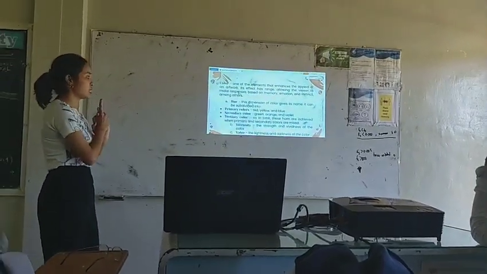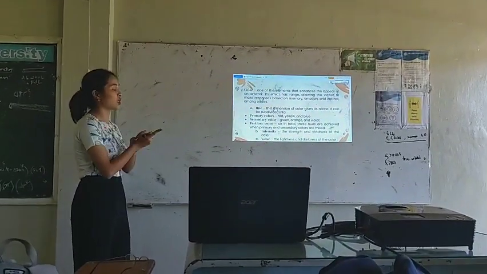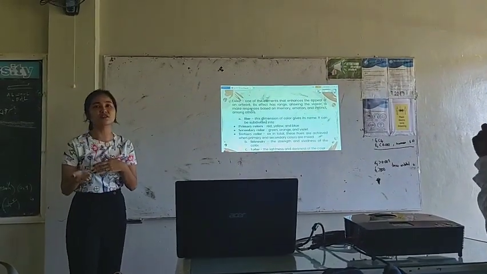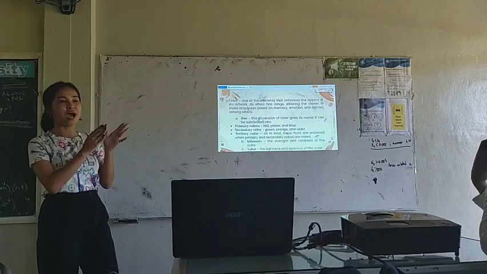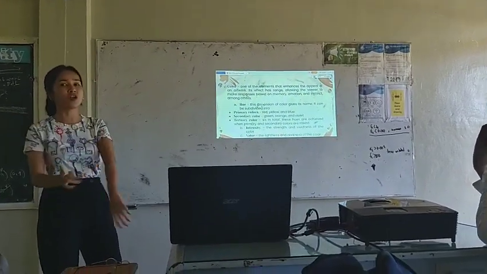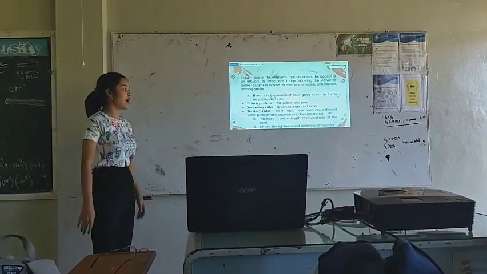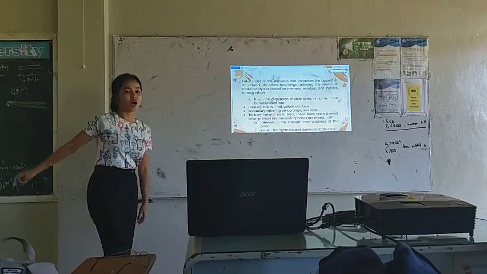Next is intensity, the strength and vividness of the color, or the brightness and dullness of the color. You can see it when editing a picture in saturation. Then value is the lightness and darkness of the color.